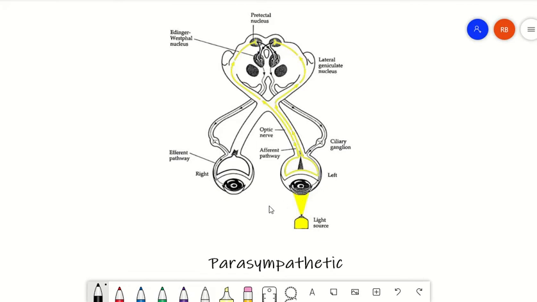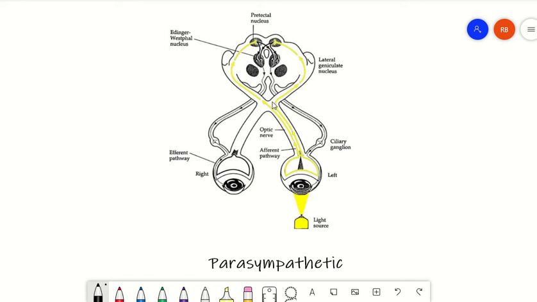So first, let's take the example. We've got a light stimulus in the left eye. So when an afferent light stimulus is detected by the retina of the left eye, the retinal ganglion cells, just like in the visual pathway in the other video, project their axons through the optic nerve, so cranial nerve 2, to the optic chiasm.